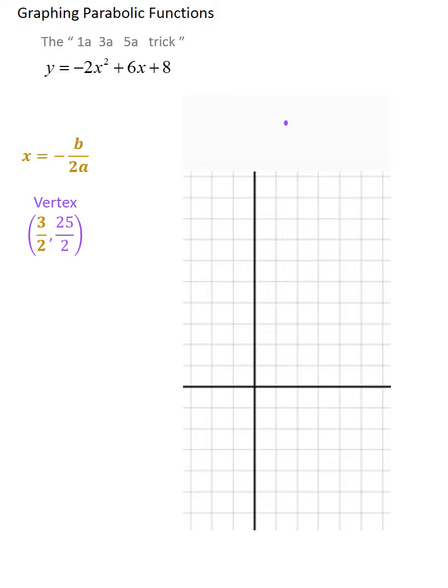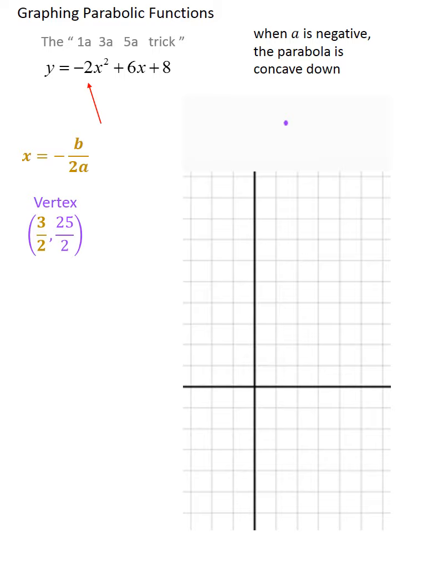So here I've plotted the point 3 halves, 25 halves. We saw this in a problem earlier in this video. And here's the logic. Here's my a value. Now it turns out, cool fact, whenever a is a negative number, the parabola is going to be concave down. So I know that this vertex is the top of my parabola. And at this point I could just draw a parabola opening downward with its peak or maximum at the vertex and have a rough sketch of what the parabola would look like.